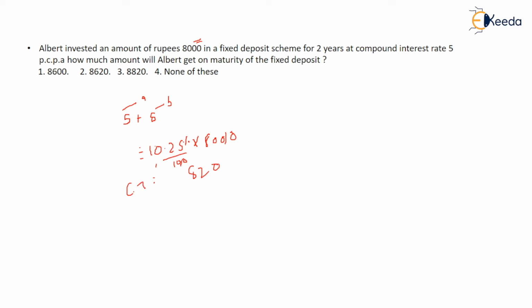This is your compound interest, and to get the amount which that person gets, what we do, we have to add compound interest with principal. So 8,000 plus 820, that comes out to be 8820. So 8820 is this. Okay, this is the answer.